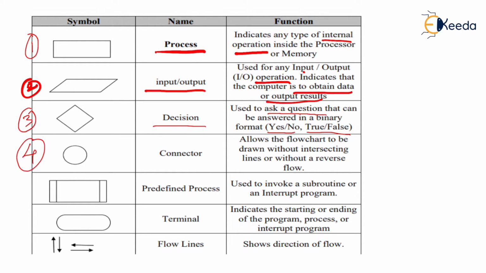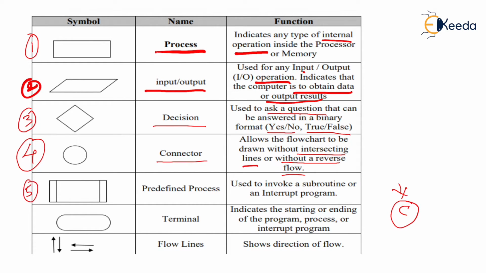Fourth is the circle. This circle is also called a connector symbol. Through this, we can allow the flowchart to be drawn without intersecting lines or without a reverse flow. Means consider on this page my flowchart gets ended, fine, but I want to go for further display. So what we can do, we can connect these two lines with the help of different connectors.